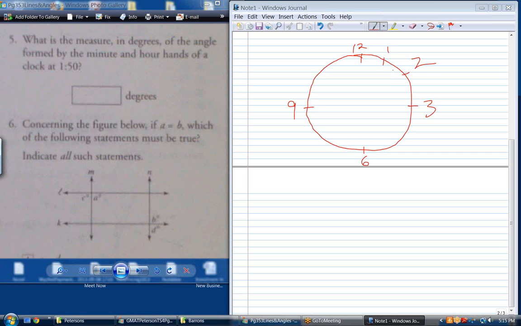So at 150, the little hand points approximately there, and the big hand, hold on, you want to be careful about how elaborate you draw your diagrams on the test because it's very time consuming. But for these clock problems, it's important to do it at least once to draw it out.